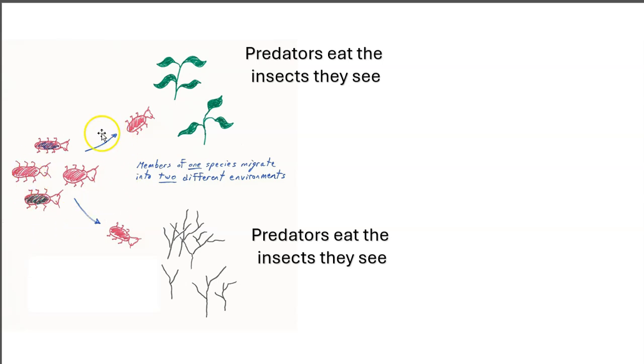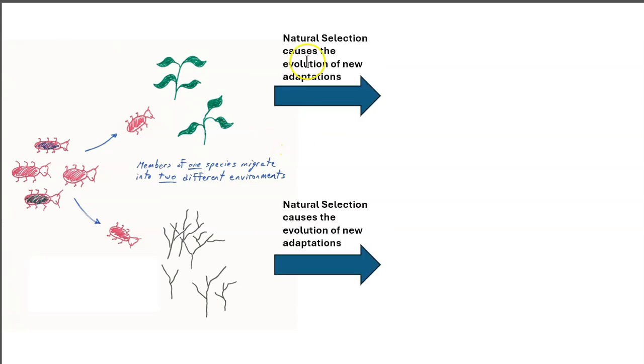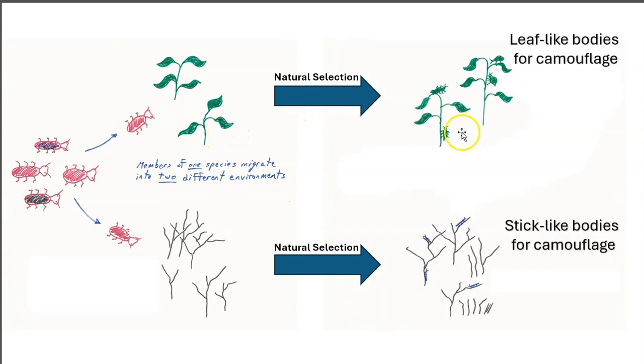Imagine a population of one species of insects in this case. Some of them move into a leafy environment. Others of that same species move into an environment with more sticks. Now, there might be predators in both environments, and then Darwin argues that this process called natural selection is going to cause the evolution of new adaptations in these separated populations. But because the environments are different, we will get different results.